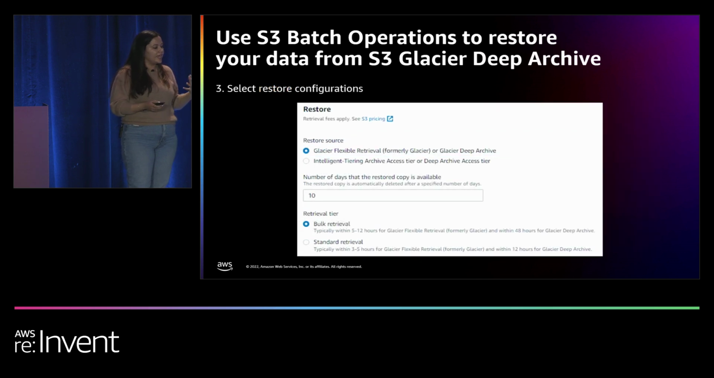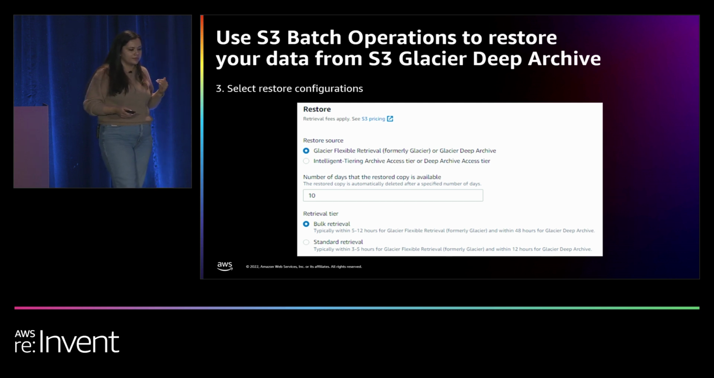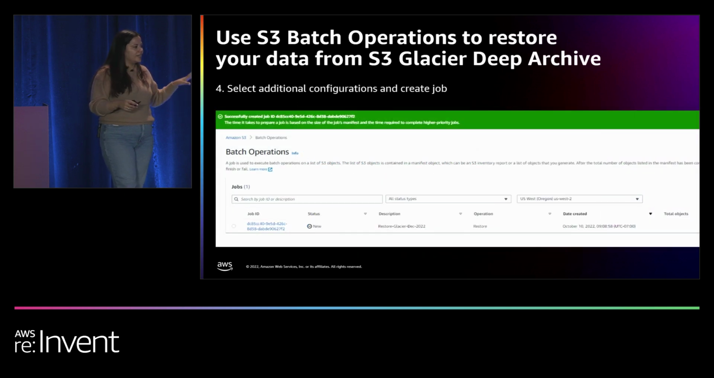And finally, you can select restore configuration. There are 2 things that you'll need to configure. The first is the restore source, whether you are restoring from Glacier Flexible Retrieval or Glacier Deep Archive, or you're using Intelligent Tiering Deep Archive Access Tier or Archive Access Tier. Based on that, you can select one of those options. The second thing is you will have to choose whether you want to do a bulk retrieval or a standard retrieval based on the urgency of your business use case. And lastly, you can select any additional configurations and just create the job.